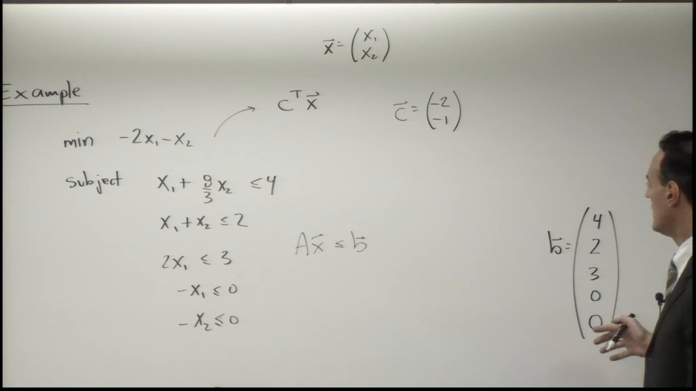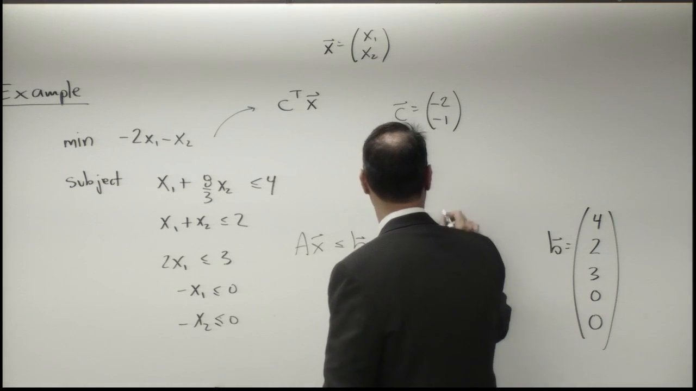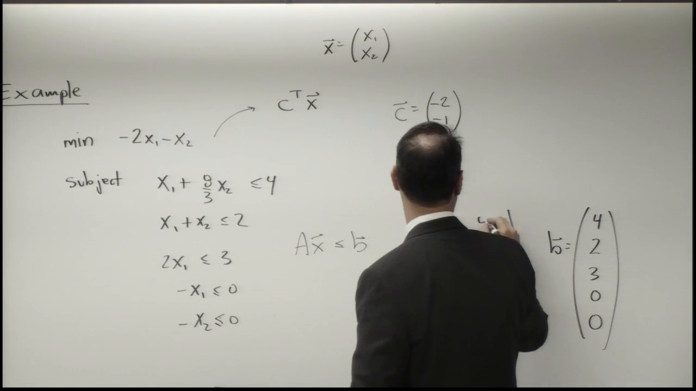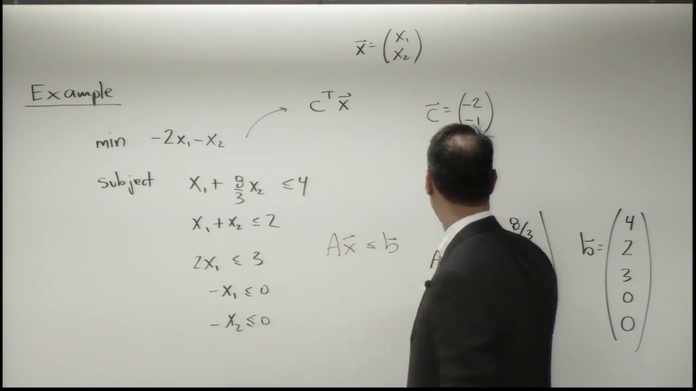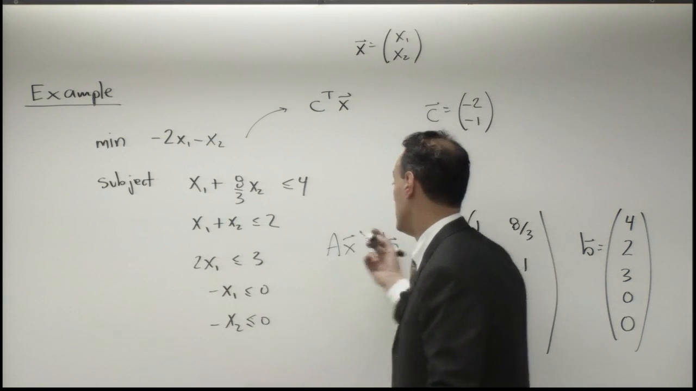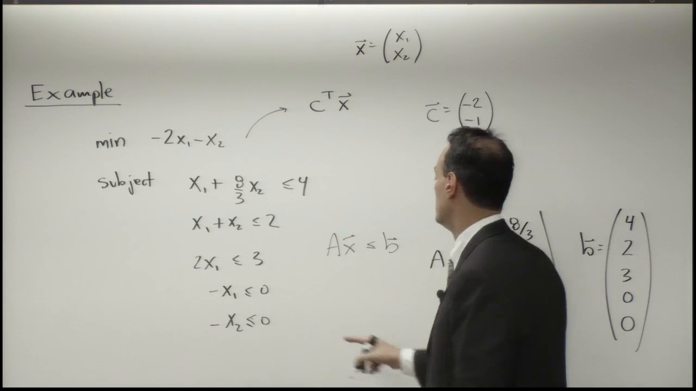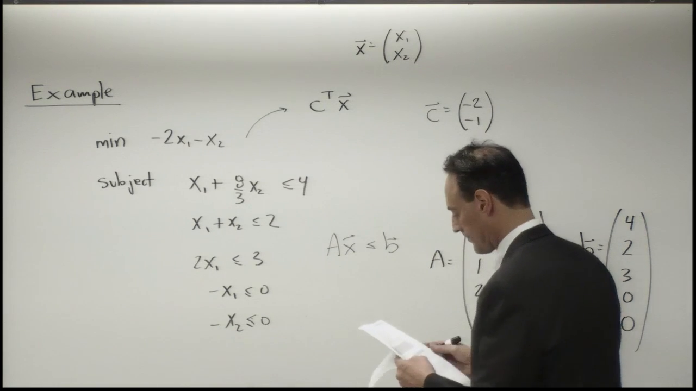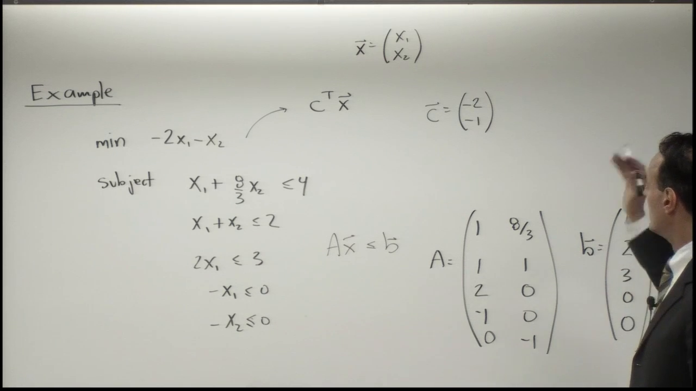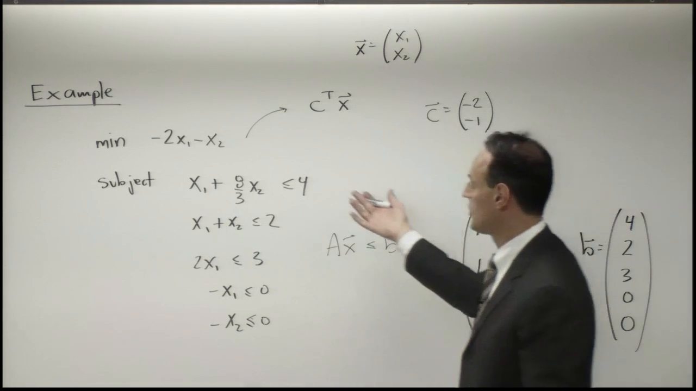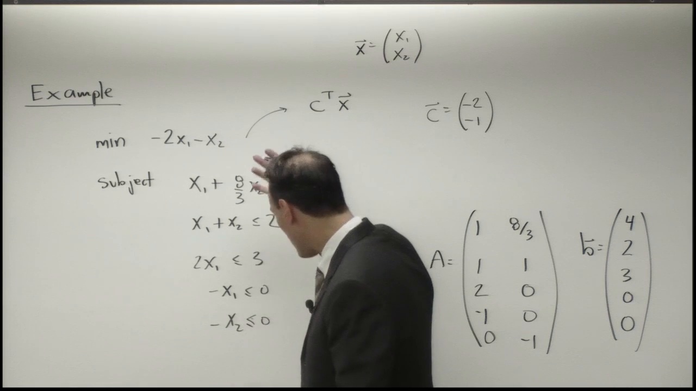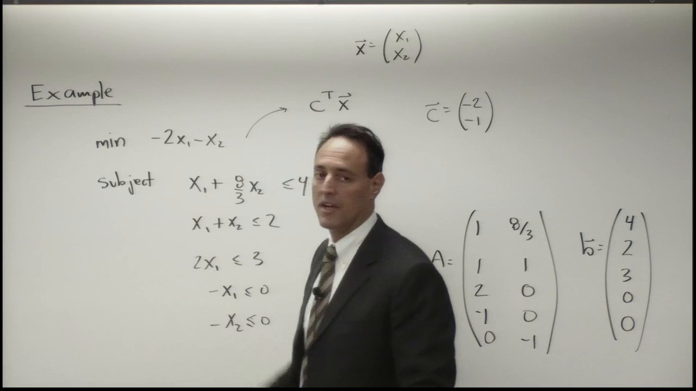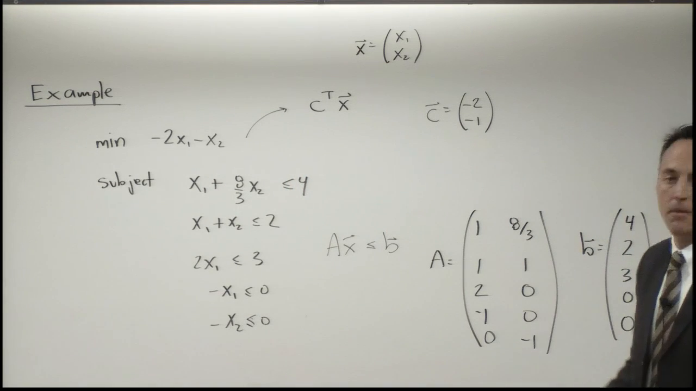So c is this, b is this, and what's A? Matrix A, well, what are the coefficients of x1, x2? 1, 8/3, 1, 1. Here it's 2, 0. Here it's -1, 0, 0, -1. A, b, c, and I ask the following question. Can I find, so here are some constraints, inequalities that must be satisfied in this optimization process. And what I want to do is find the best x1 and x2 that satisfies this. Okay? Everybody okay with that?